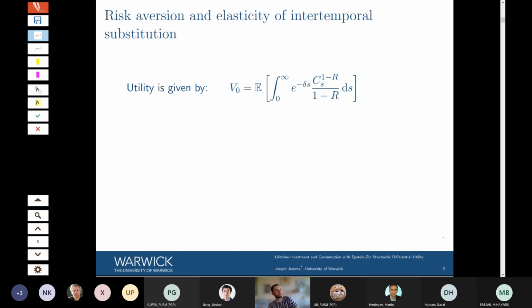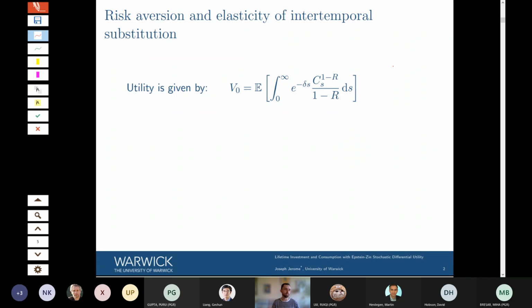As I said before, the Merton problem, the lifetime problem, is to maximize the following. So why is this a sensible thing to do? Why do we want to maximize utility as opposed to just the consumption? This is basically because in general, we want to model our agents as having risk-averse preferences.